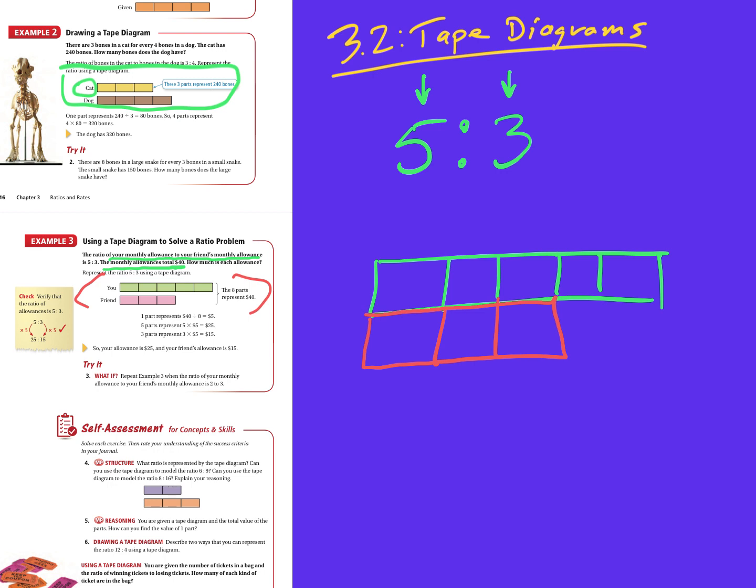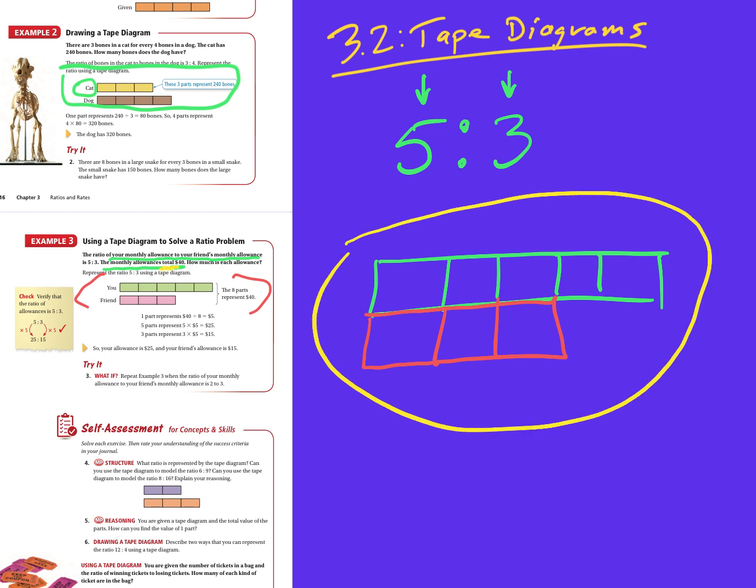So when you read the total, that means that the $40 has to be split up between the whole tape diagram. So all 1, 2, 3, 4, 5, 6, 7, all 8 boxes. So you're going to do 40 divided into 8 different boxes. So that means that 5 is going to go into each box.